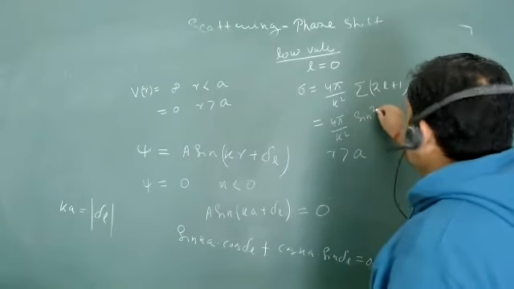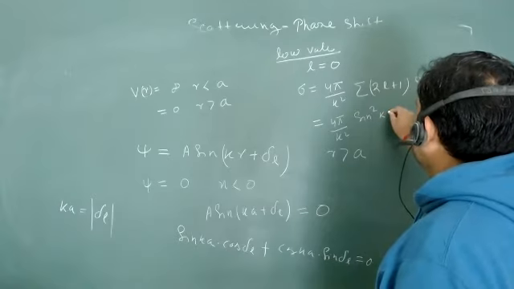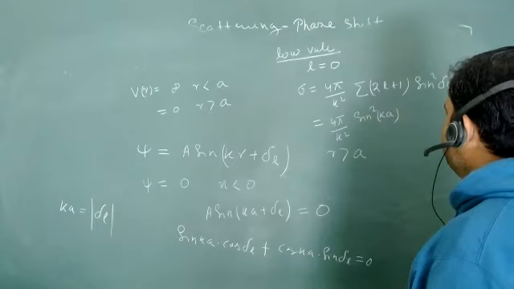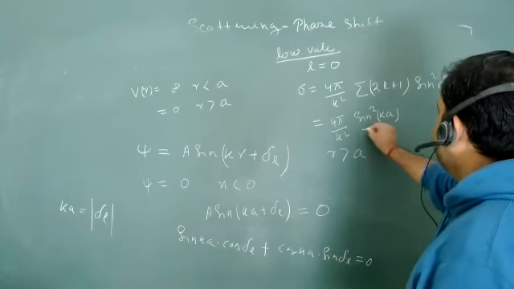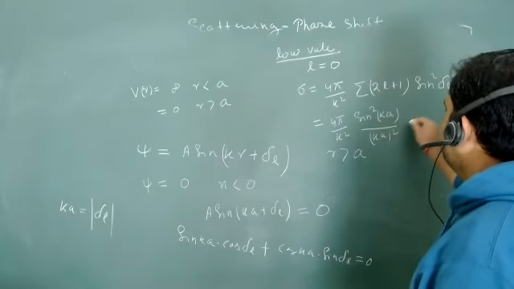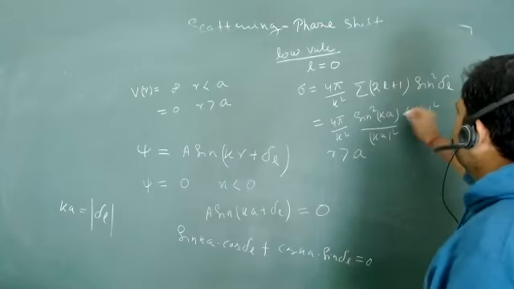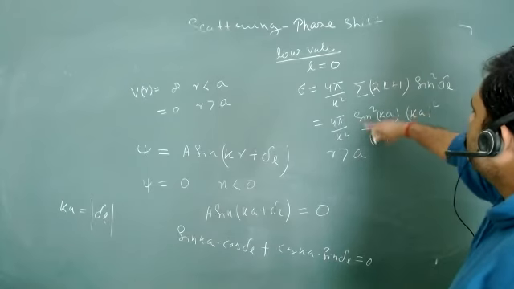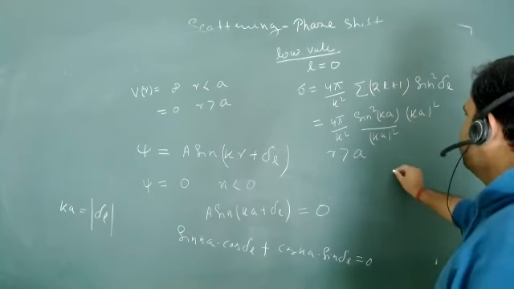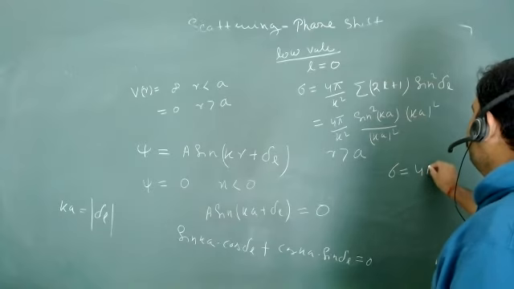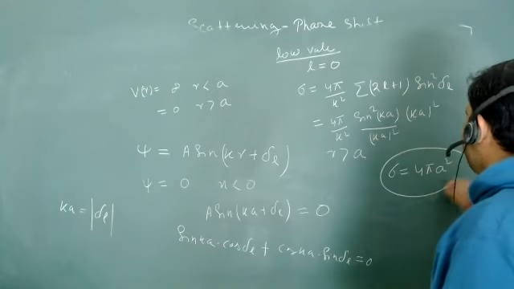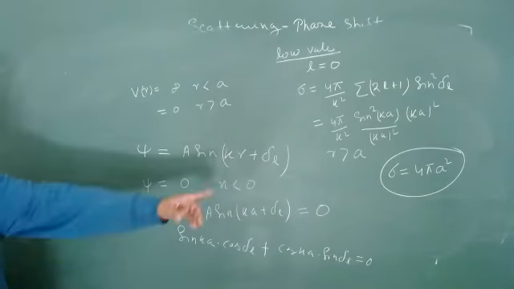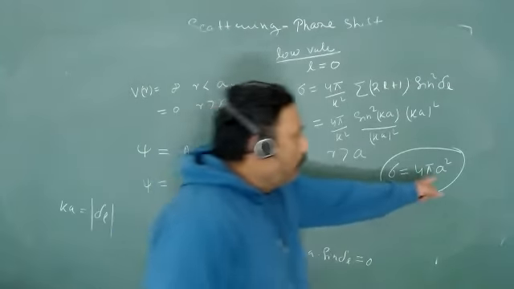And what is this? This is sin square KA. Okay? And for the low value of energy, we can put KA square here and KA square. So for low value of energy, the energy is small, then I can assume that this value is equal to what? 1. So what is sigma here? So sigma is nothing, 4 pi A square. This is all about your scattering cross section for a sphere, and this is for the low value of energy.